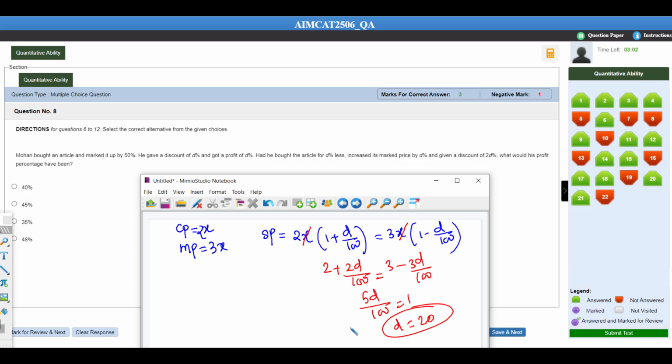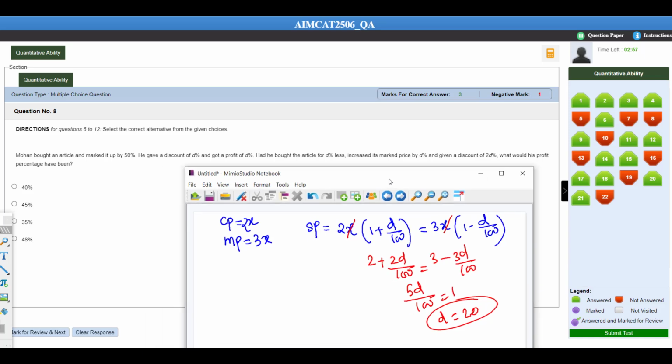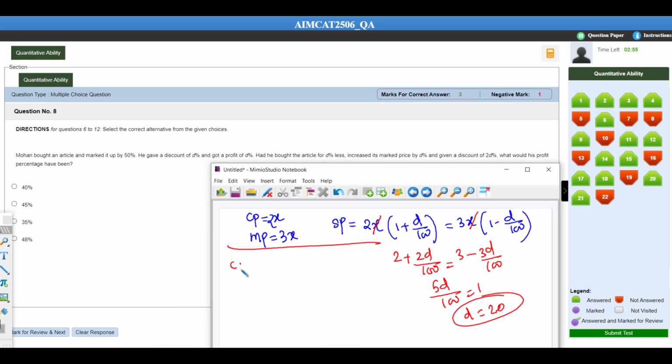Now the question is, had he bought the article for d% less? Now the new cost price becomes how much? The initial cost price is 2x. d% less means 20% less, means into 0.8. So 1.6x is the new cost price. Increased its mark price by d%. Look here, the mark price is equal to 3x. We are going to increase it by 20%, that is into 1.2, that is equal to 3.6x.